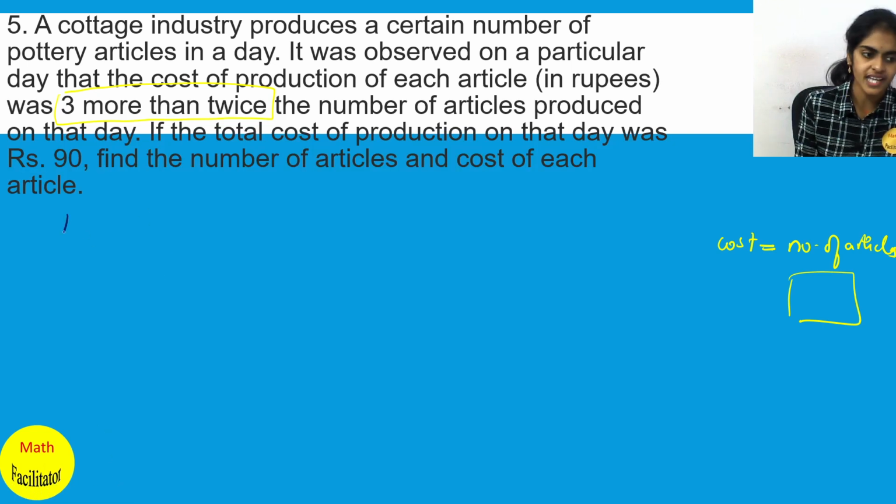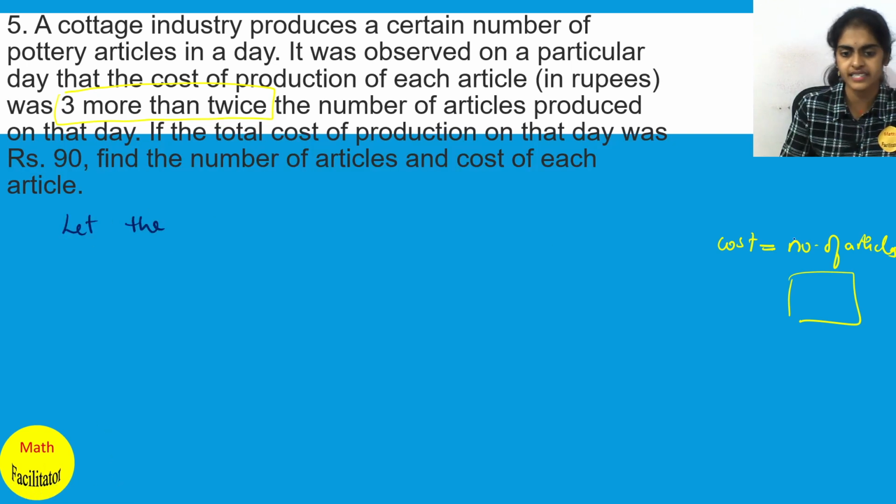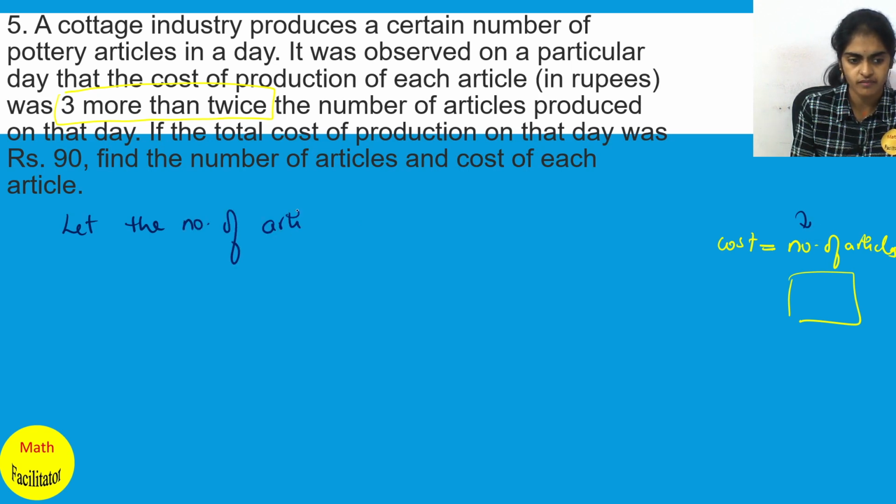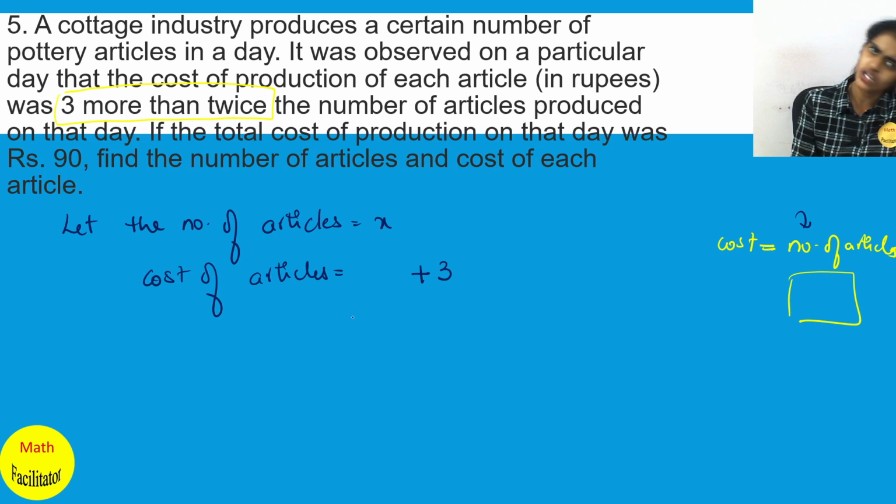So what I'll do is, let the number of articles be x. Now can you tell me what is the cost of article? They are telling you the cost of article is 3 more, and 3 more means you will add 3. It is 3 more than twice, and twice means you will multiply by 2. Multiply 2 to the number of articles, which you have taken as x.